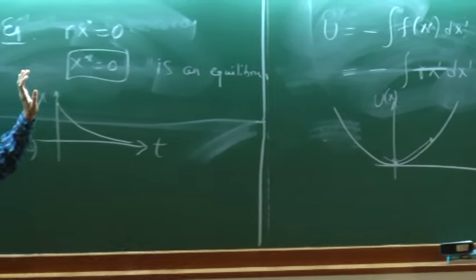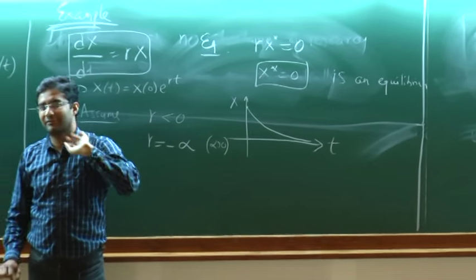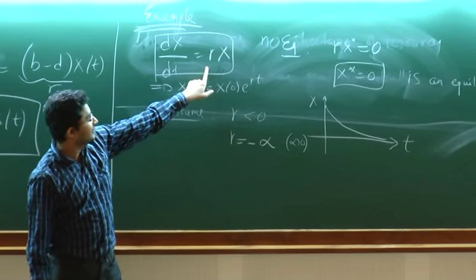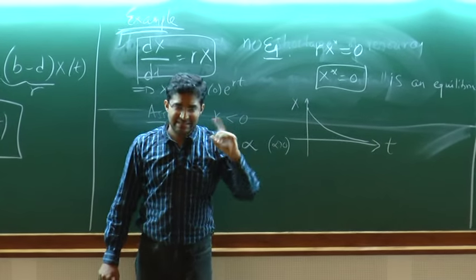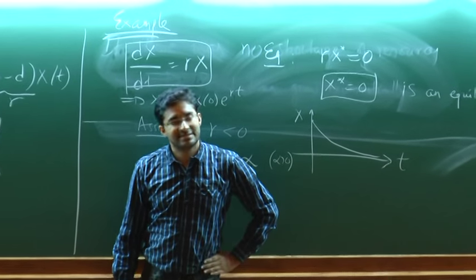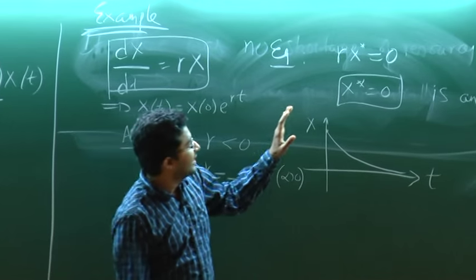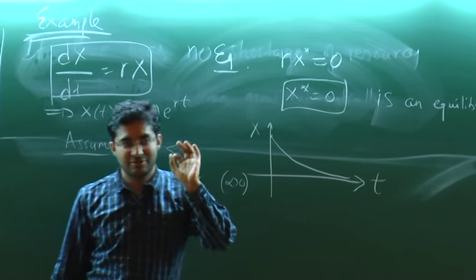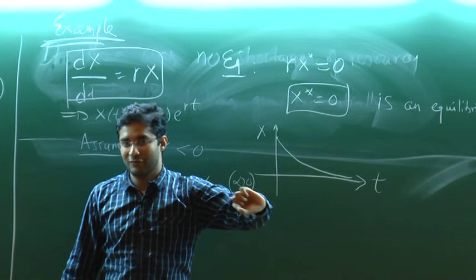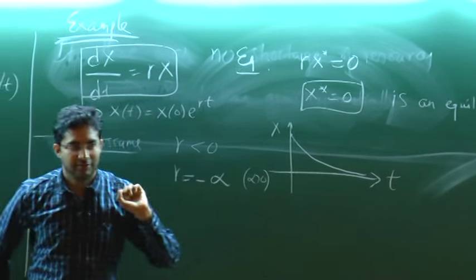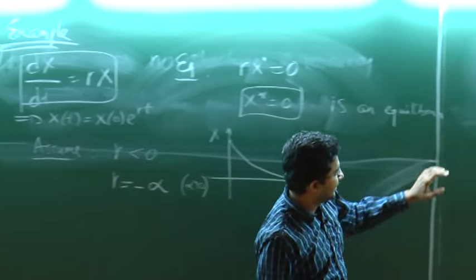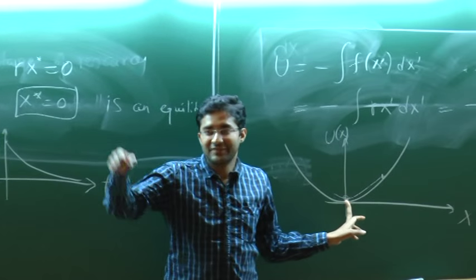Now let's go back to this. We defined a stable equilibrium. So for this very simple equation with r negative, is x equal to 0 a stable equilibrium or an unstable equilibrium? It's stable. Why is it a stable equilibrium? Because if I make any perturbation to 0, it's always going to flow towards 0, right? And the stable equilibrium will be the minima of this landscape.